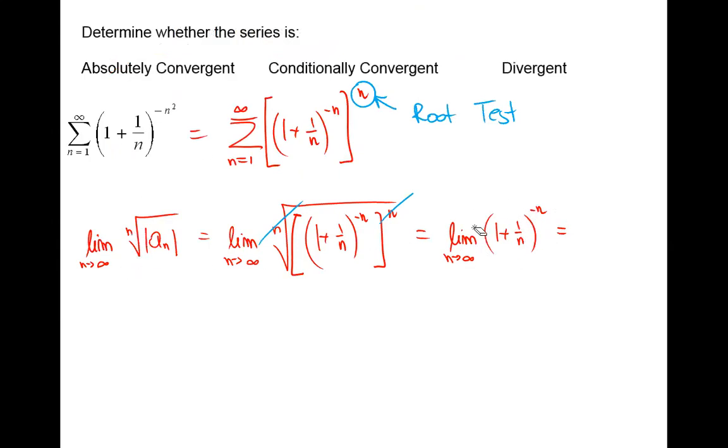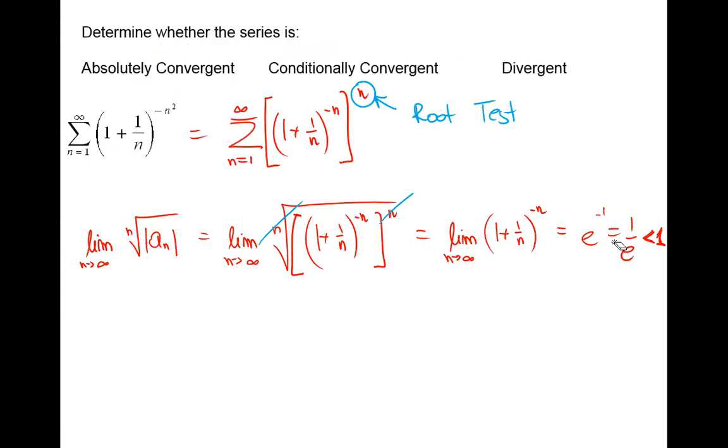Do you think you can tell me what this limit is right away? We can see that it's e to the negative 1, or just 1 over e. Really good. And this is actually fine. This number is less than 1. You can see I'm making a different conclusion.